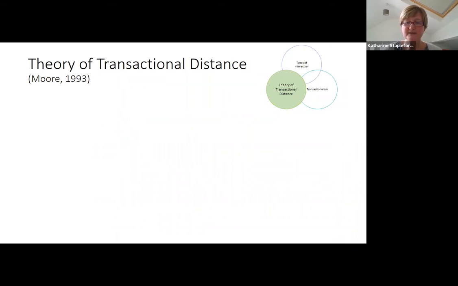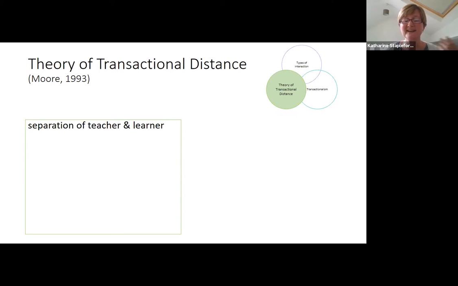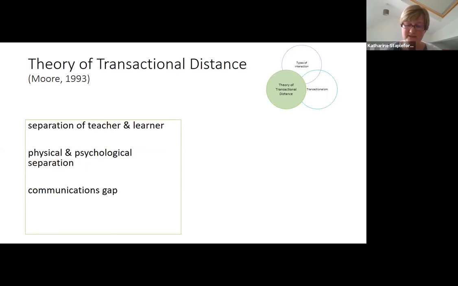The second element is also from Michael Moore, and is his theory of transactional distance. And that is based on the premise that distance learning is characterized by the separation of teacher and learner. And that's the fundamental defining characteristic of distance learning, according to Moore and many others. And so this separation or transactional distance is not only a physical, but it's also a psychological separation. And it can lead to a communications gap, or as he puts it, a space of potential misunderstanding. So the greater the transactional distance, the more potential misunderstanding there'll be.